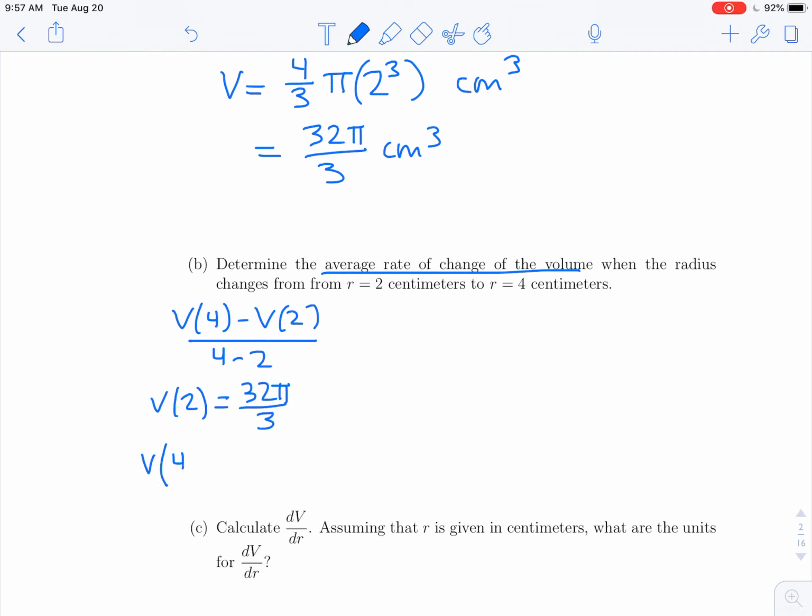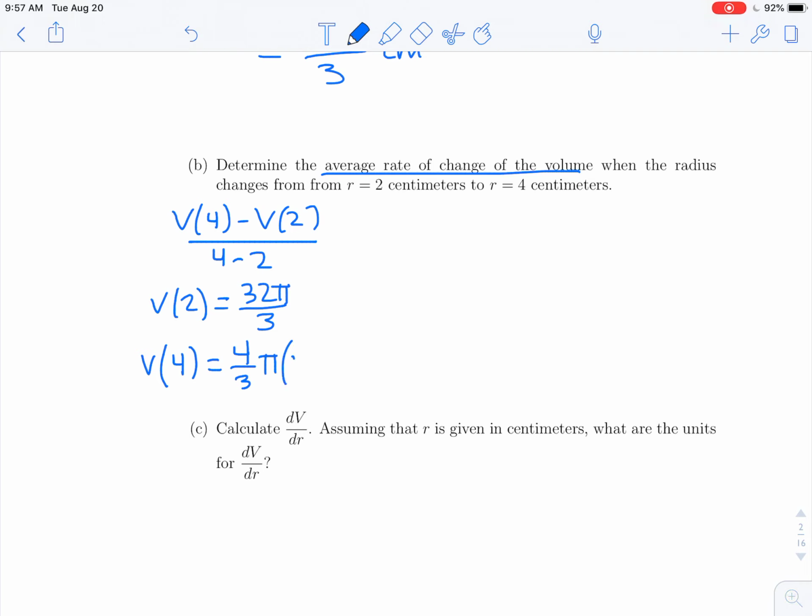And then V of 4 is 4/3 pi times 4 cubed. 4 cubed is 64 times 4 is 256. So this is 256 pi over 3. All right, so plug that into the average rate of change formula. So 256 pi over 3 minus 32 pi over 3, and then all over 4 minus 2, which is 2.